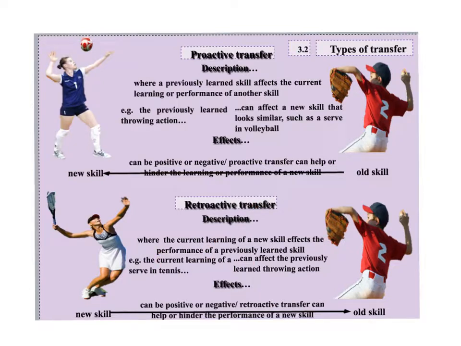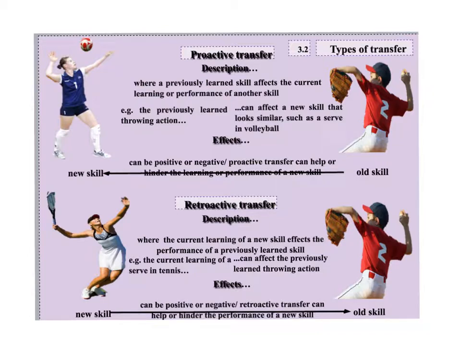So the example it gives here, the current learning of a serve in tennis can affect the previously learned throwing action. So this person here might be new to tennis, might be at the cognitive stage of learning for tennis, and then when they go back to maybe the autonomous stage of throwing, because they play lots of, this is a baseball player, this skill can be affected. So that's retroactive.